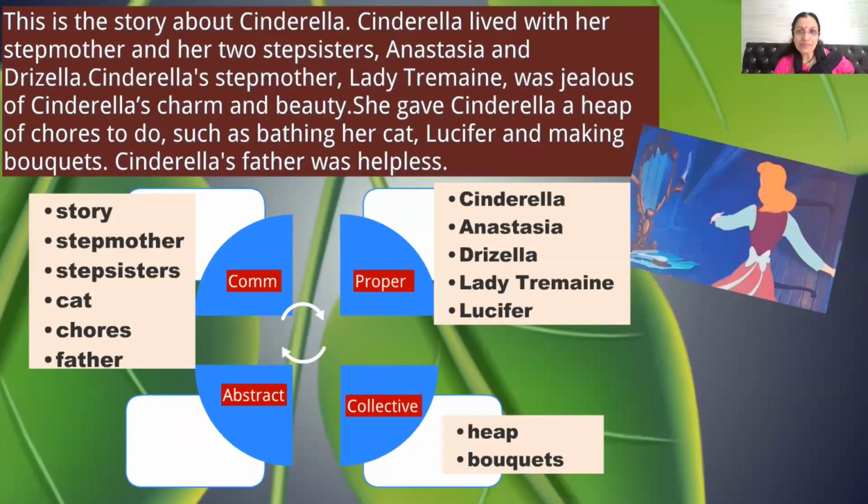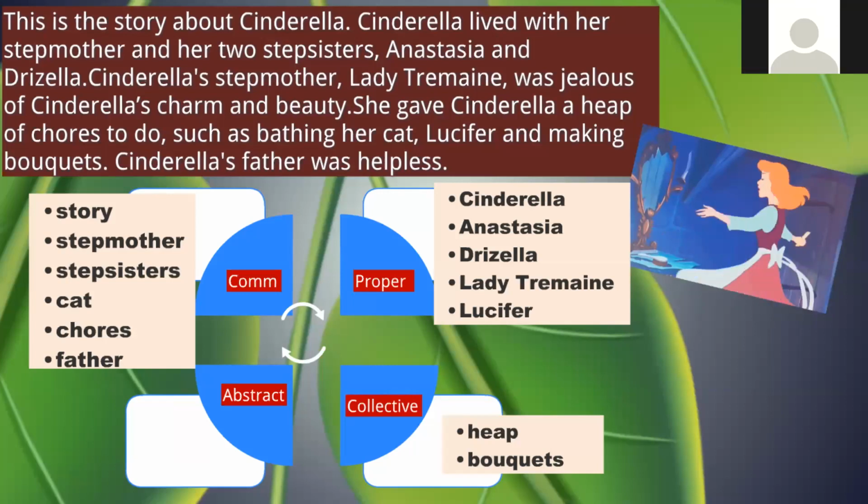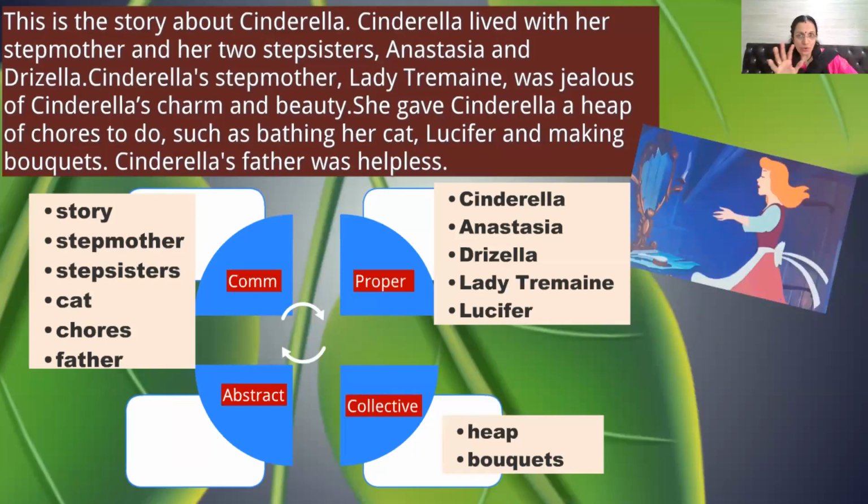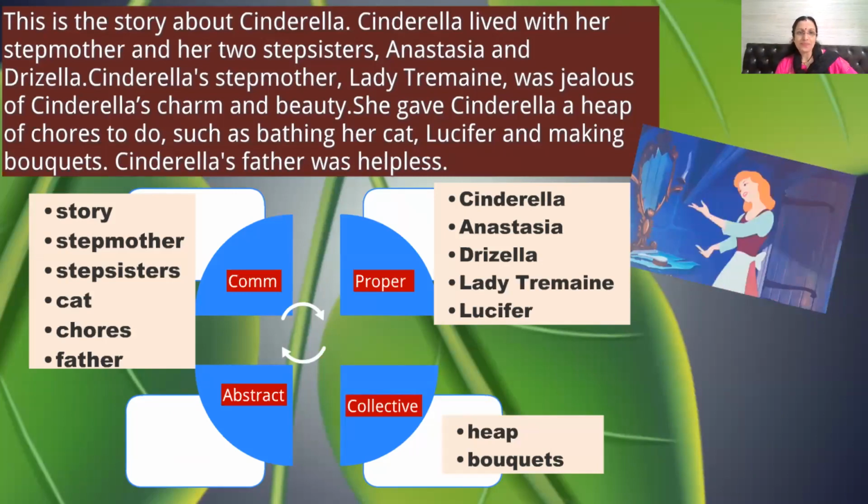Yes. Any other word that can be both? No. Either of them? No. Okay. What about neuter gender?